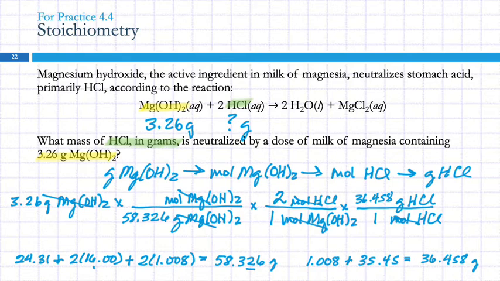3.26 divided by 58.326 times 2 times 36.458. 4.0754 grams, 4.08 grams of HCl. Any questions?